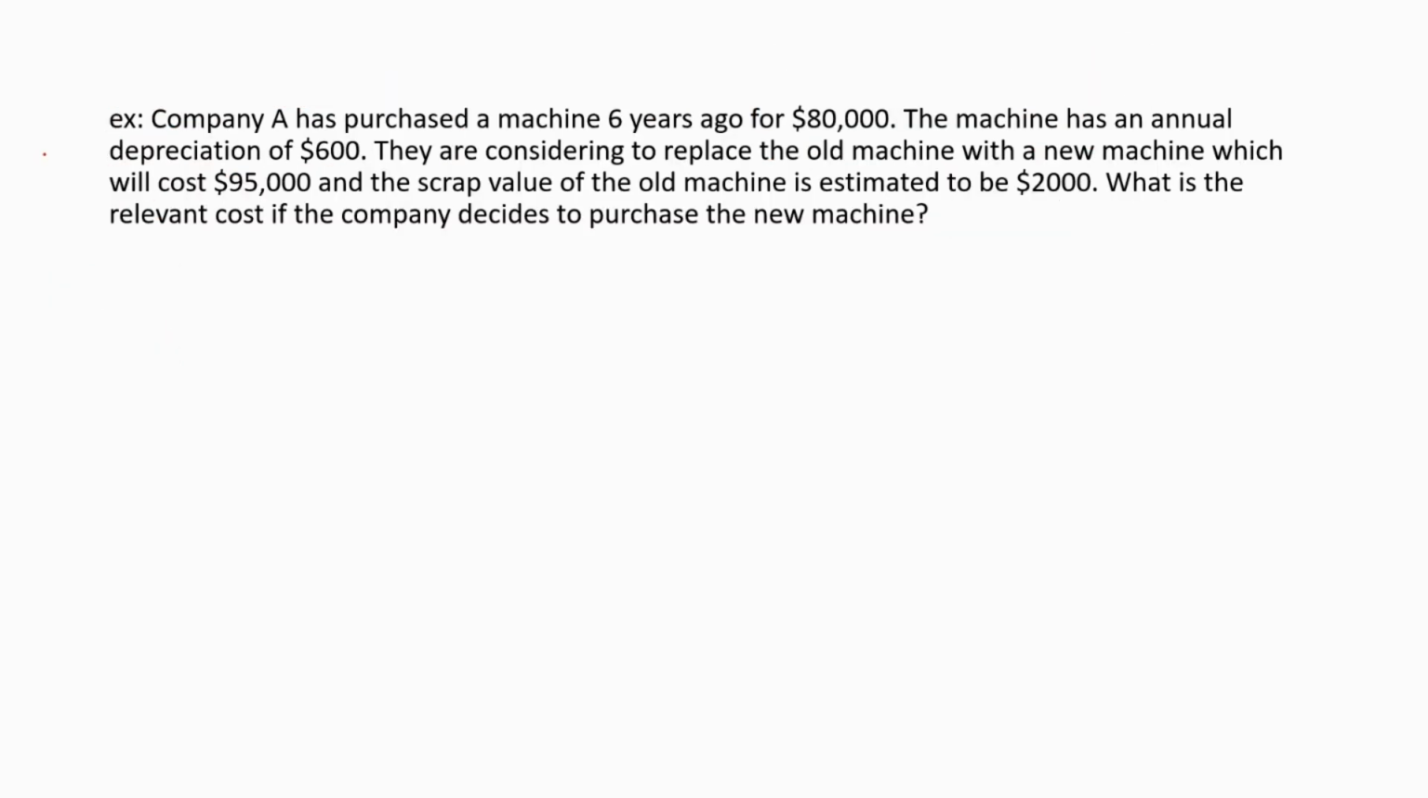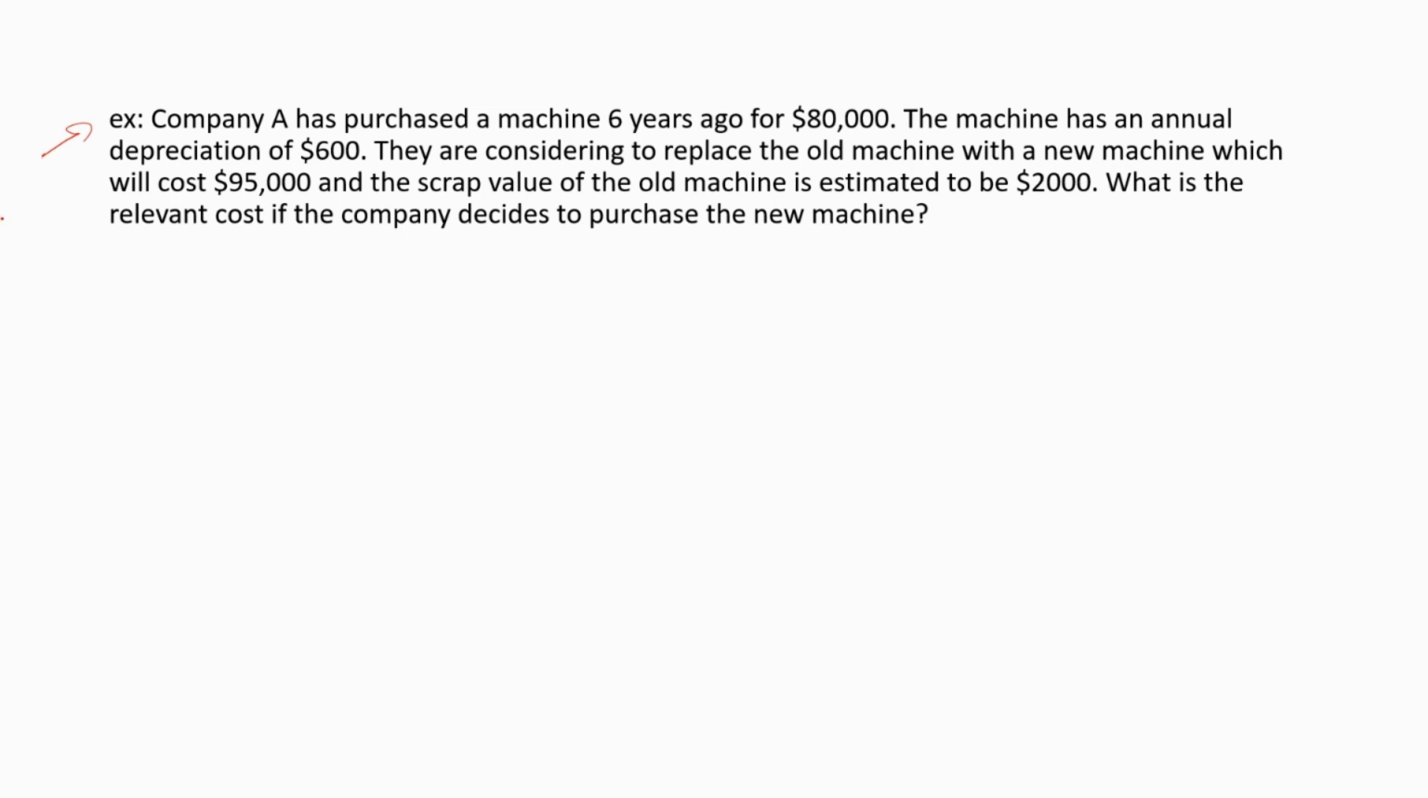Now let's discuss this example. Company A purchased a machine 6 years ago for $80,000. The machine has an annual depreciation of 600. They are considering replacing the old machine with a new machine which will cost 95,000, and the scrap value of the old machine is estimated to be $2,000. What is the relevant cost if the company decides to purchase the new machine?